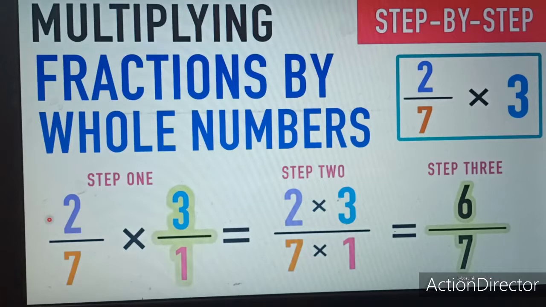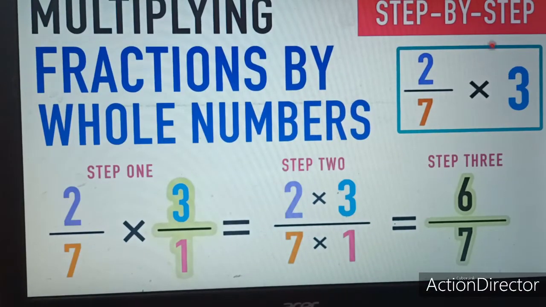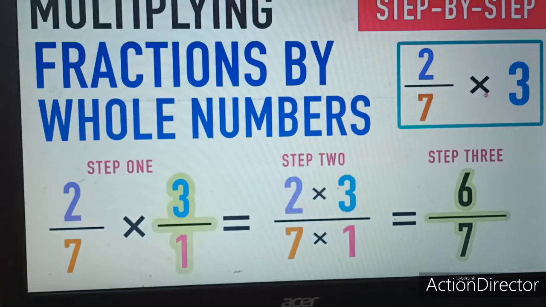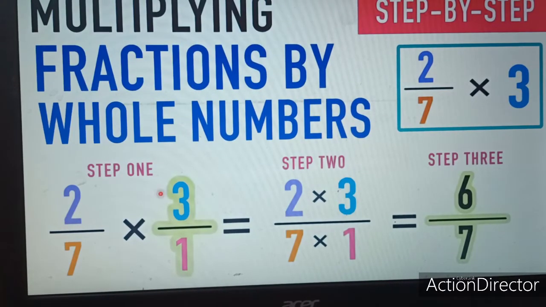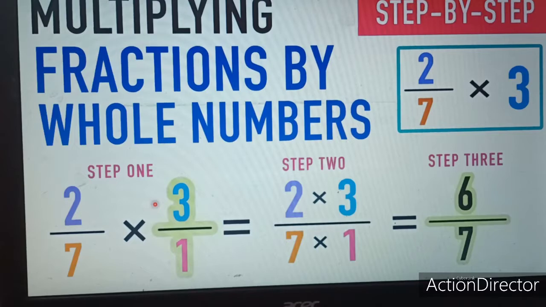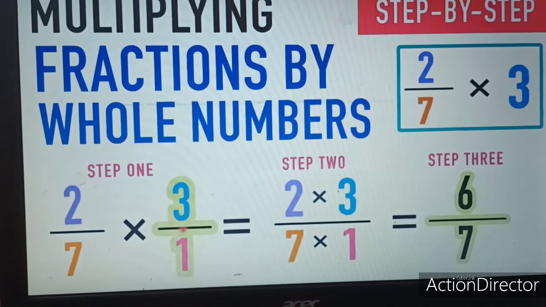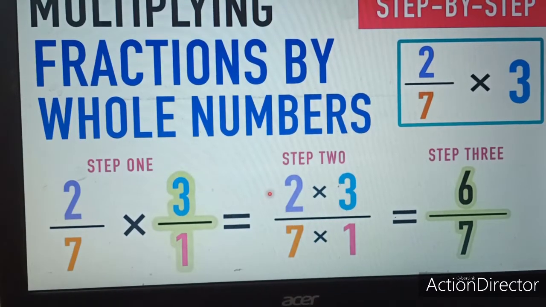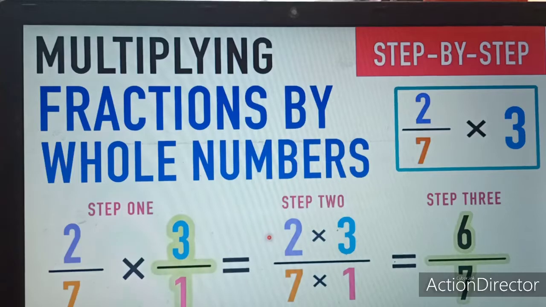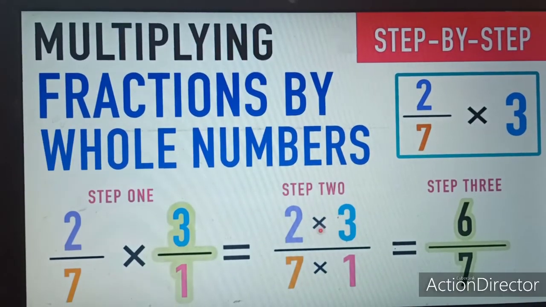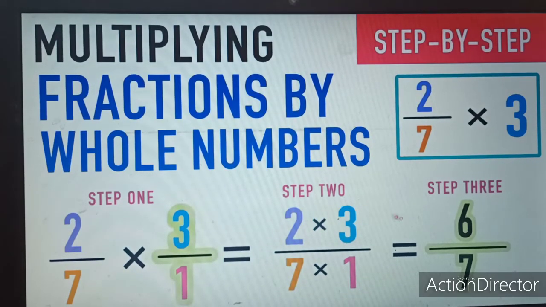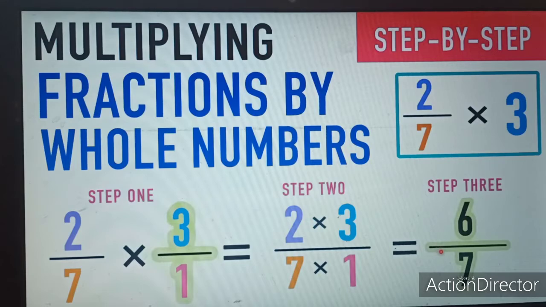This is case 1. Here 2 by 7 is a fraction. This fraction we are going to multiply by a whole number. 3 is a whole number. So the first step is, you write 2 by 7 multiplied by 3 as 3 upon 1. Step 2, there are no numbers to be cancelled, so you multiply the numerator, that is 2 into 3, and multiply the denominator, 7 into 1. So 2 into 3 is equal to 6 and 7 into 1 is equal to 7.